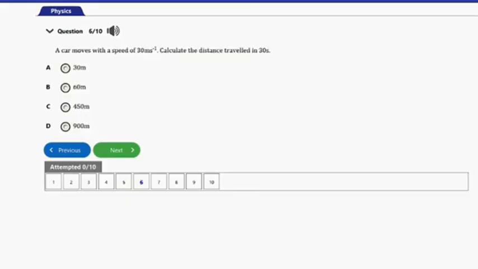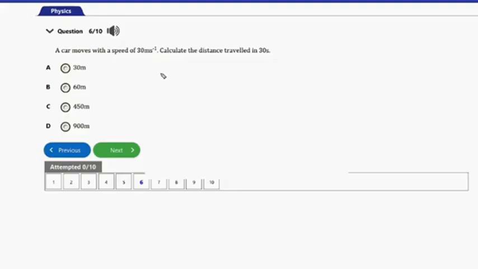Alright guys, the next question here is question number 6. It says, a car moves with a speed of 30 meters per second. Calculate the distance traveled in 30 seconds.